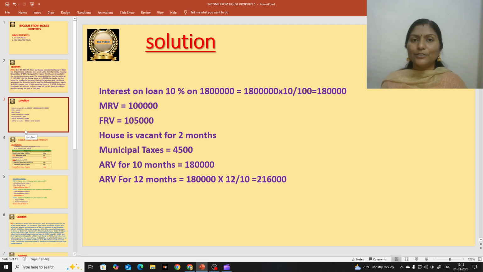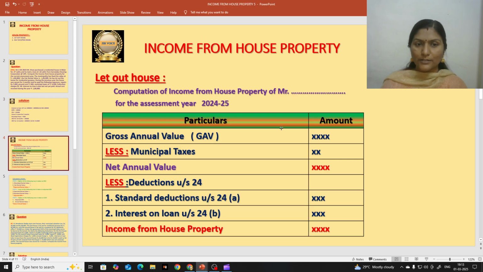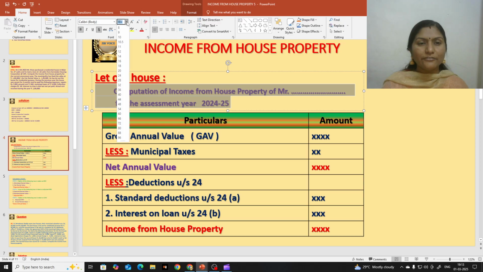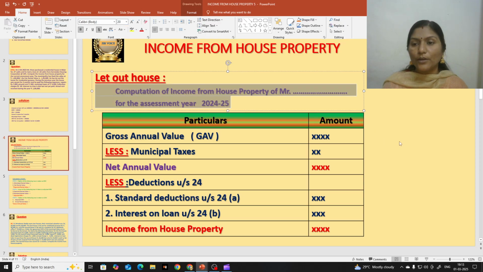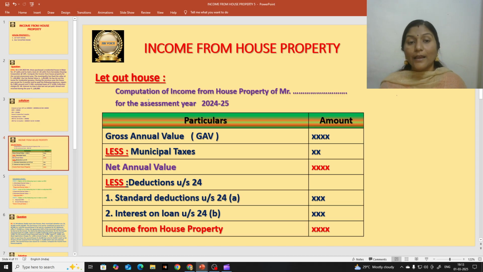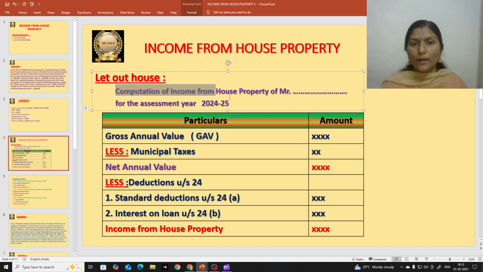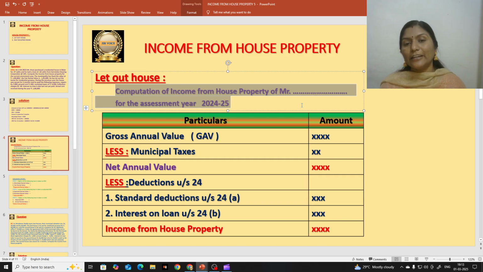Let us go and do the calculation of income from house property by applying all the rules and regulations of the Income Tax Act 1961. So let us go to the calculation. So this is how we do the calculation of income from house property, students. First we should draw columns. Okay, so after drawing columns, then we are going to give a heading. This is what house? First let out house. Okay, you should write let out house on the top, and next you should give a heading. What is the heading that you can give? Computation of income from house property of Mr. So the name of the assessee should be recorded here in the blank.